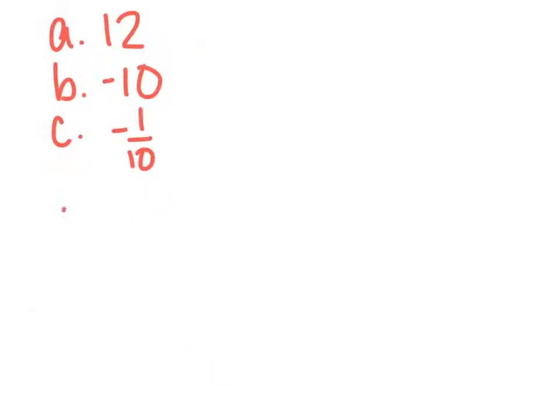If you've been playing along at home, you now have answers on your paper and you can compare them with mine. The answer to letter A is positive 12. The answer to B is negative 10. The answer to C is negative 1/10. Letter D, negative 9. Letter E, negative 4 and 43 hundredths.